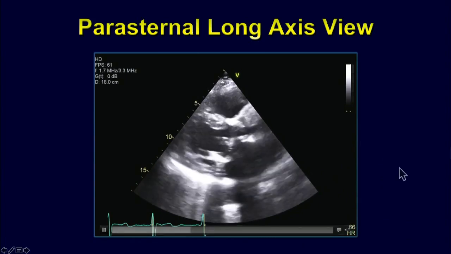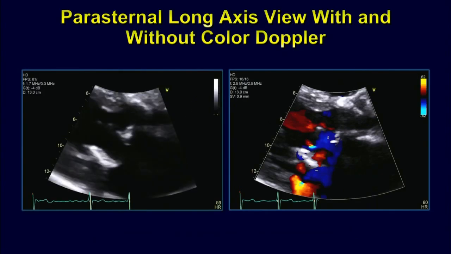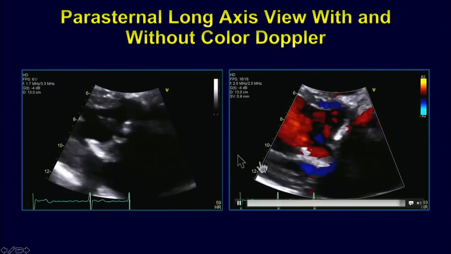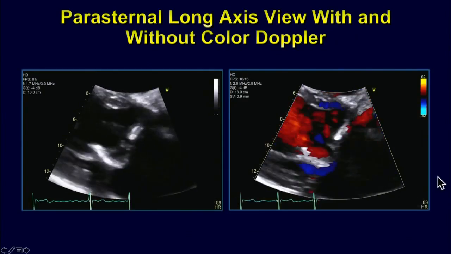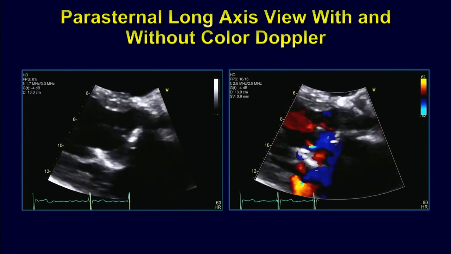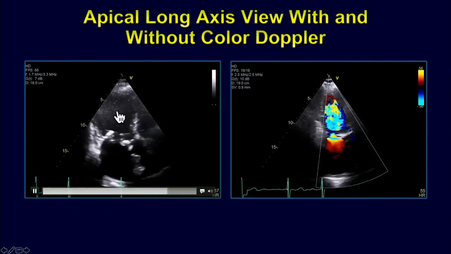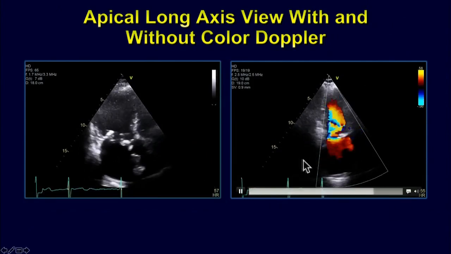So we're looking at this mitral prosthesis. Here we have it in 2D color. Here we'll now look in the apical view, left ventricle, left atrium. Here's color.